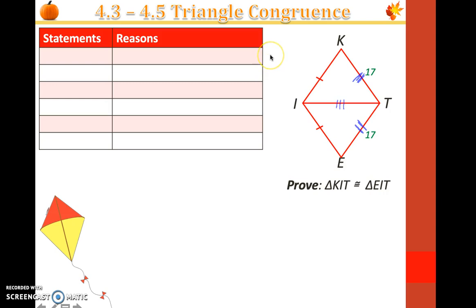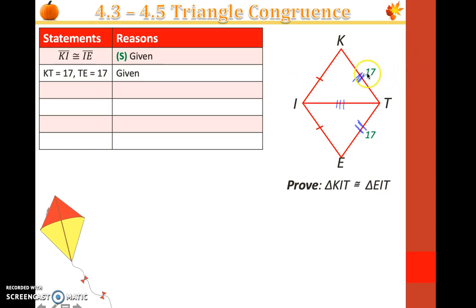So in terms of formalizing everything, it doesn't really matter what order I lay it in the table. I'm just going to put it all down. And then once I have my three ingredients, that's enough to conclude, all right, these triangles are congruent. So that was given to us. KI is congruent to IE.